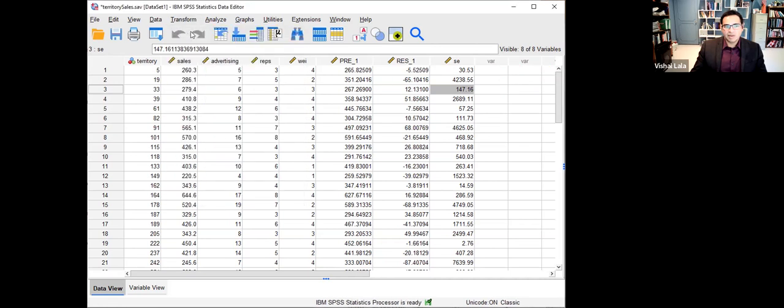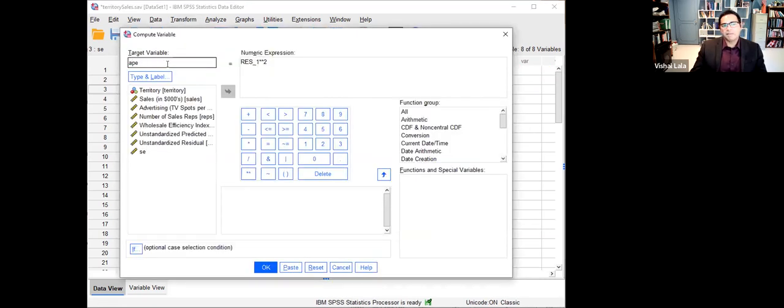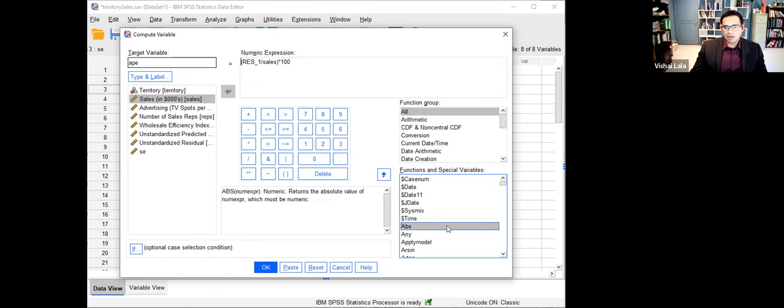To do so, we'll do the following. Transform, Compute Variable. We'll go to target variable APE, short for absolute percentage error, and apply the logic I just went over with you. So residual divided by true value, which is sales, and multiply this by 100, and we'll wrap this whole thing in the absolute value function. You can find functions in Compute by looking under the function group and identifying the relevant function. The little callout box here shows you the structure of that function.